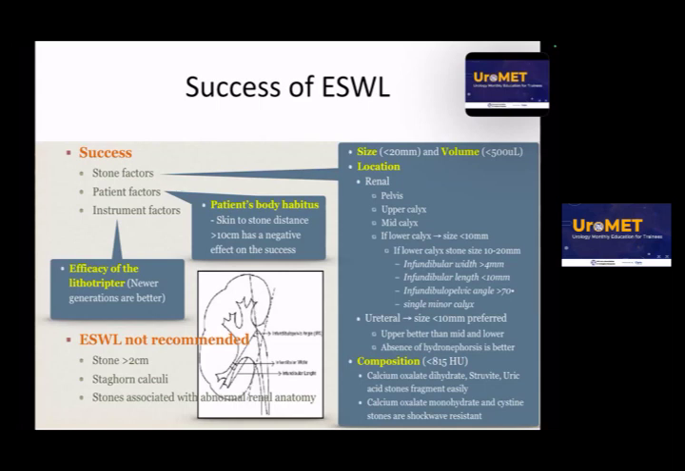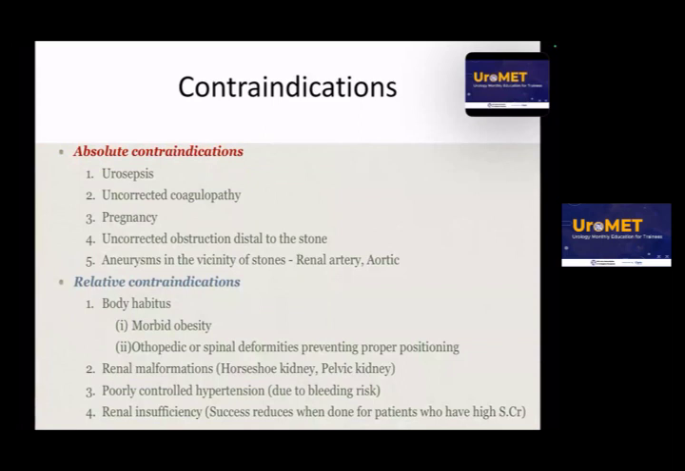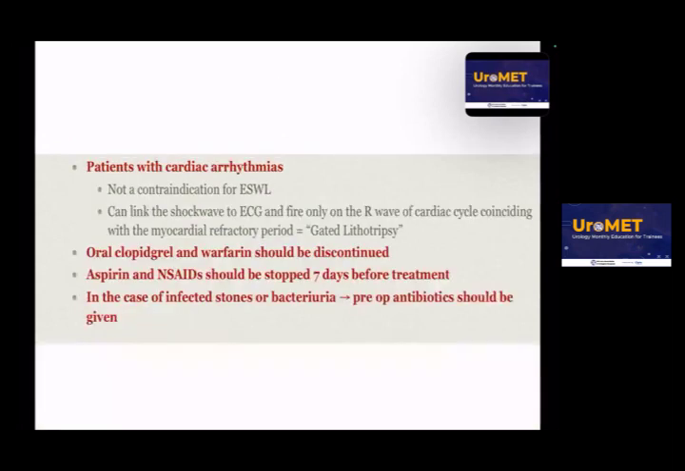And when you look at the contraindications for shockwave lithotripsy, the absolute contraindications are mainly urosepsis, uncorrected coagulopathy, pregnancy, distal obstruction, and aneurysm near the stones, mainly renal artery and aortic aneurysms. And relative contraindications are body habitus, mainly morbid obesity, scoliosis, mainly spinal deformities, renal malformation, poorly controlled hypertension, and renal insufficiency. Those are the relative contraindications.